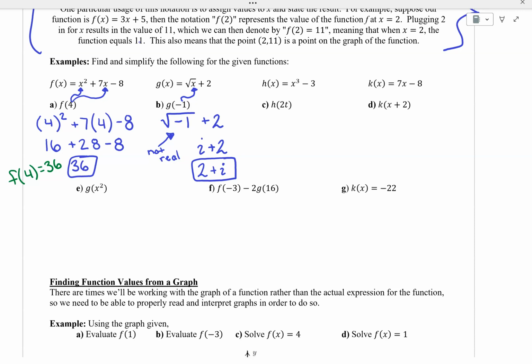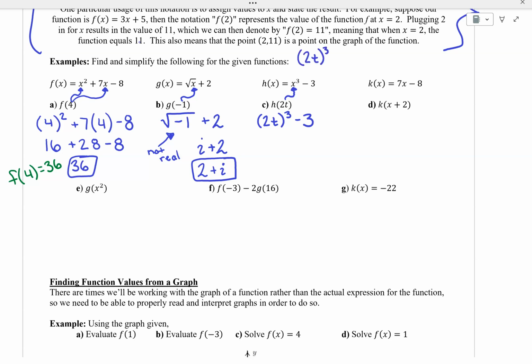Okay. C is asking for the h function. So that means wherever an x is, I have to plug in a 2t. So right there's our x. We do 2t cubed minus 3. Now, depending on what you have learned, we can distribute that power. However, sometimes that can cause mistakes later on. So on this one, what I would like to do is I just want to come up here for a second.